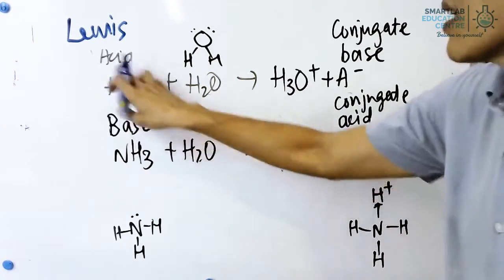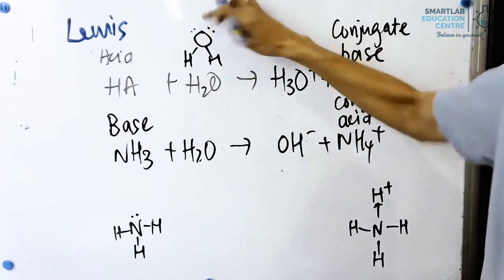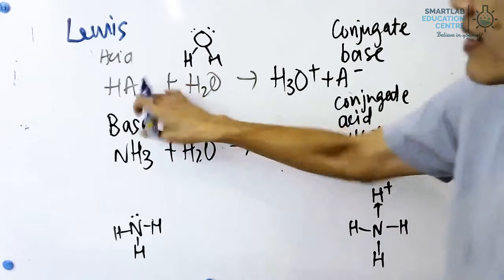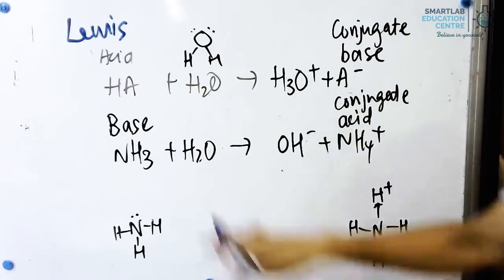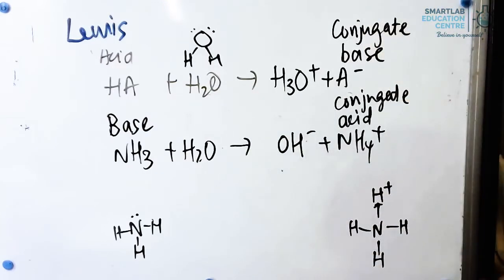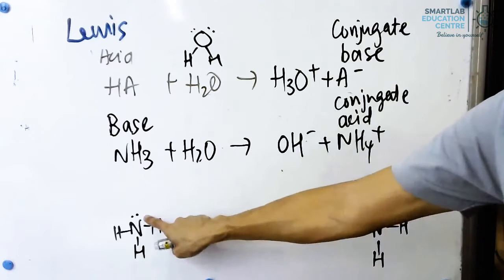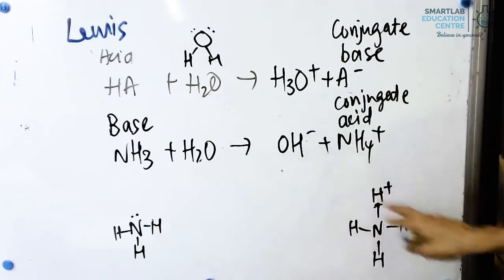So in this case, as you can see, the H+ here actually accepts the electron pair from water. So hence HA is defined as a Lewis acid. In the case of ammonia, it's a Lewis base. So Lewis base is defined as an electron pair donor. So you can see that it donates its electron pair to receive the H+.